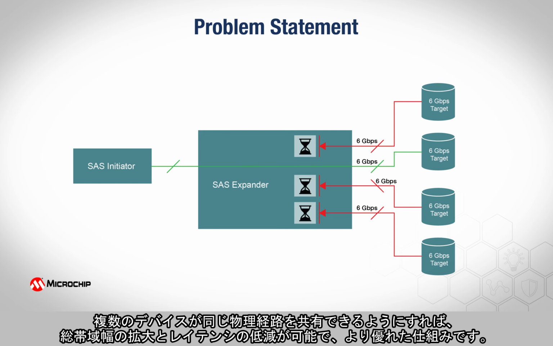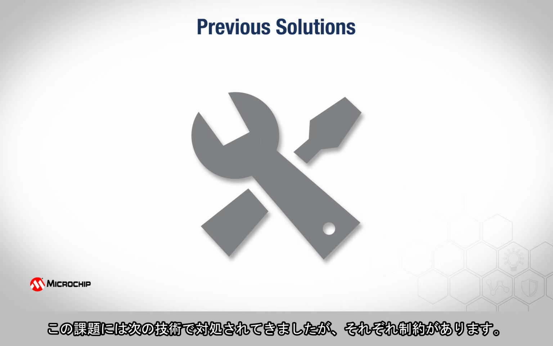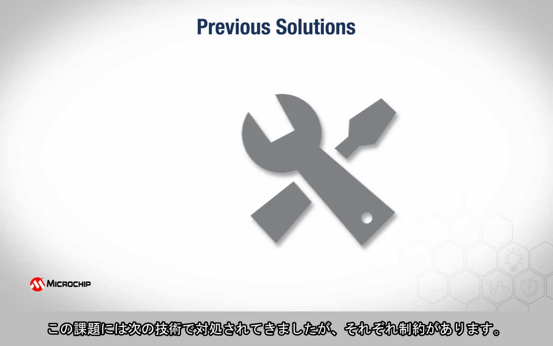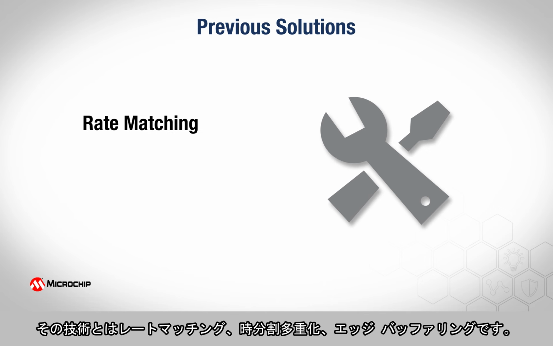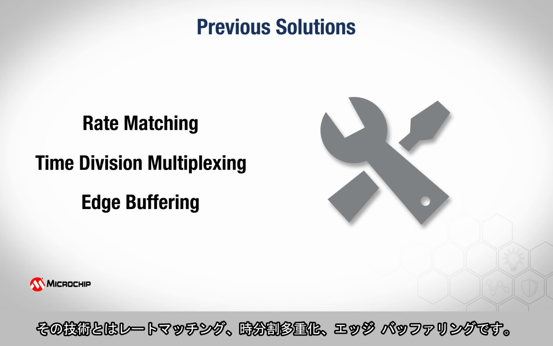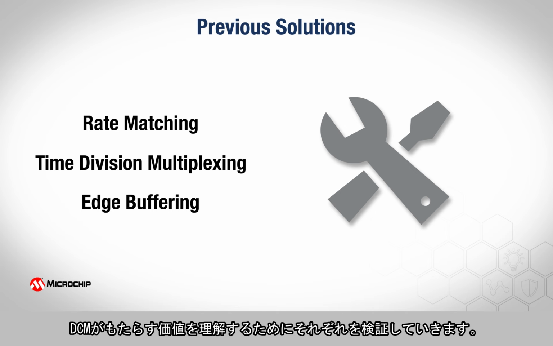A better mechanism would be to allow multiple devices to share the same physical pathway, thereby increasing overall bandwidth and reducing latency. This problem has been addressed using the following technologies which have their own limitations: rate matching, time division multiplexing, and edge buffering. Let's examine each to understand the value that DCM provides.